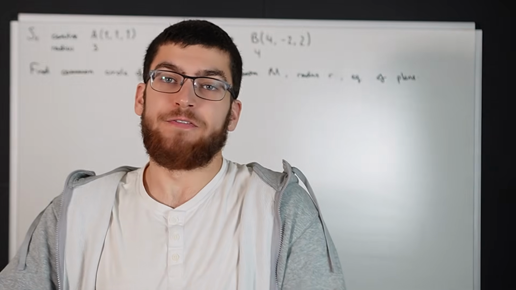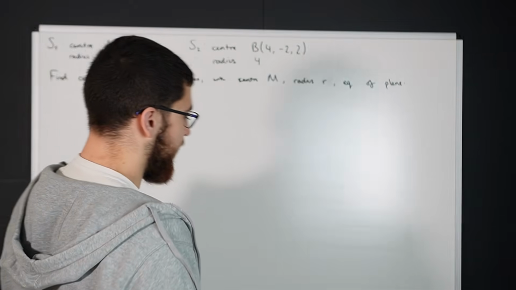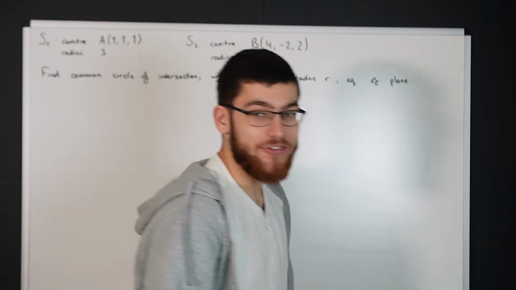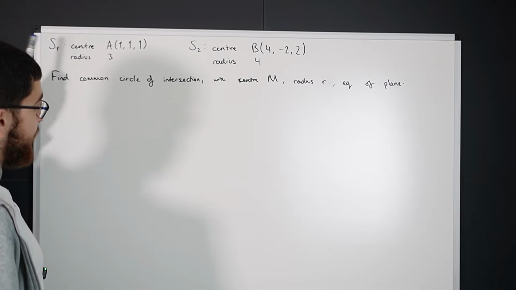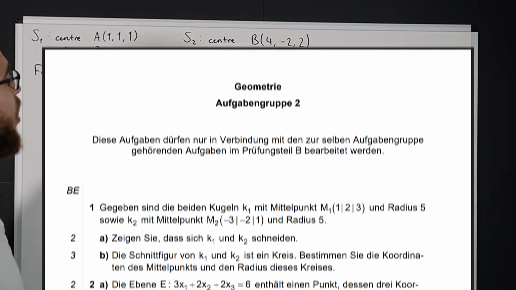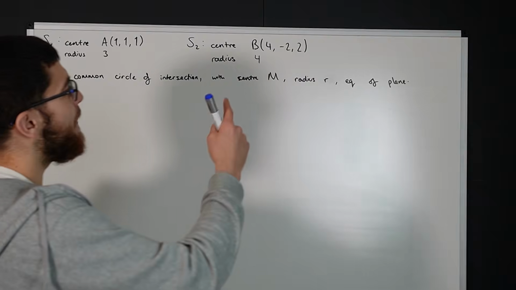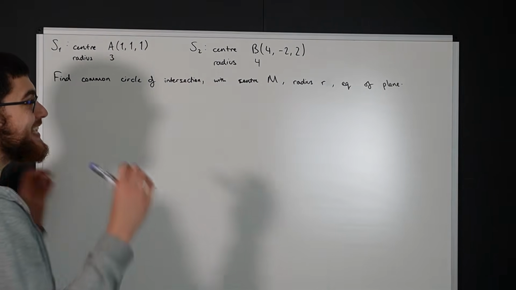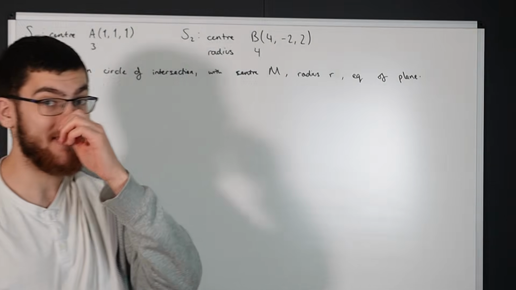Now the next question is from Deutschland, and it's a paper called the Arbiter or something like that. This one is very interesting, and it's not something that I've seen before. A sphere with radius 3 and center 1, 1, 1, and another sphere with a radius 4 and a center 4, minus 2, 2, intersect. Find the common circle of intersection with center M and radius R and the equation of the plane.